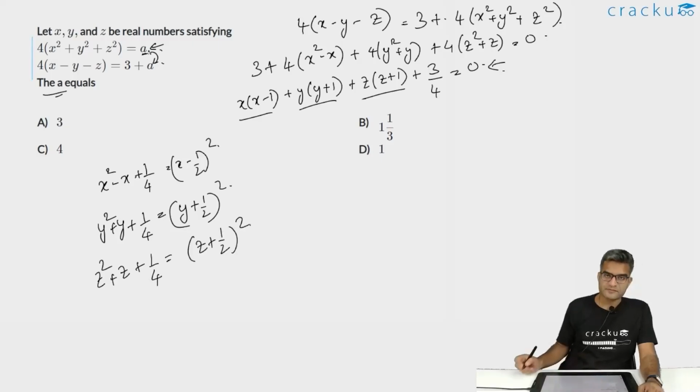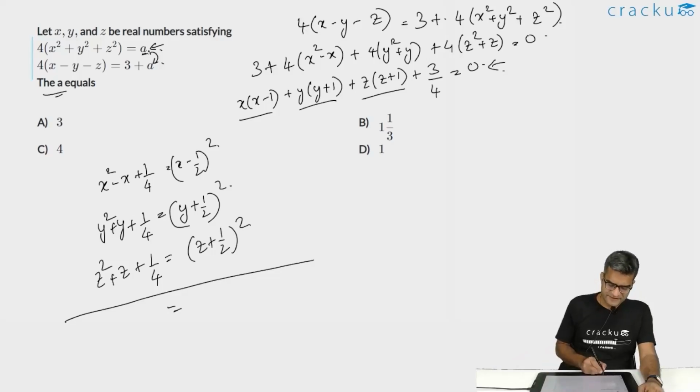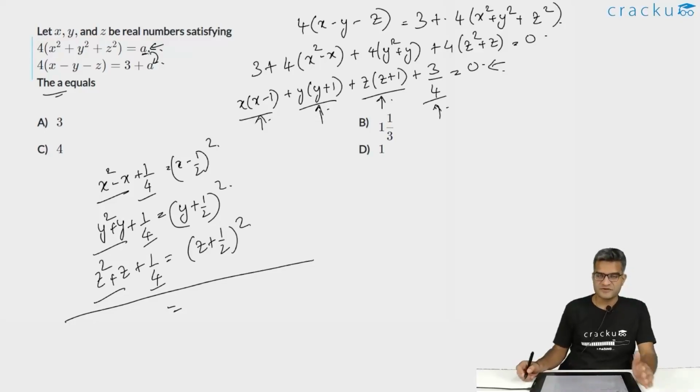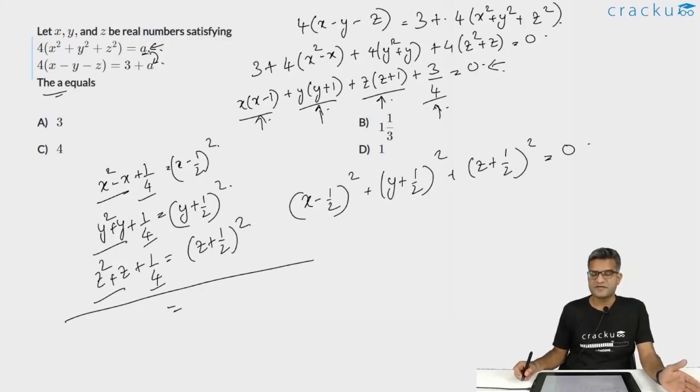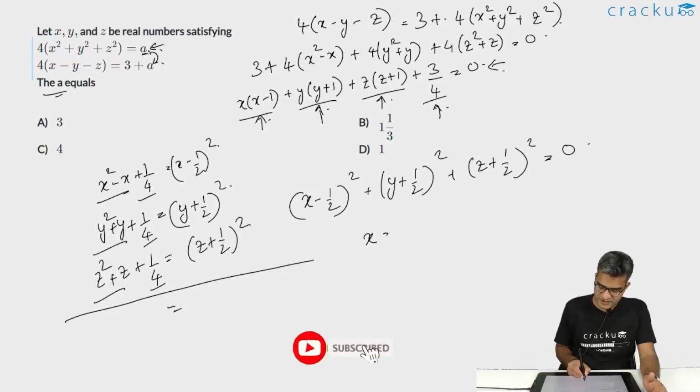If you add all of them, the left hand side is just x square minus x, which is this one, plus y square plus y, which is this one, plus z square plus z, which is this one, plus 1 by 4 plus 1 by 4 plus 1 by 4, which is basically 3 by 4. So essentially what we are given from this equation is x minus 1 by 2 whole square plus y plus 1 by 2 whole square plus z plus 1 by 2 whole square is equal to 0. The sum of three perfect squares is equal to 0. This would imply that each of the three numbers is equal to 0. So x has to be equal to 1 by 2, y has to be equal to minus 1 by 2, and z has to be equal to minus 1 by 2.